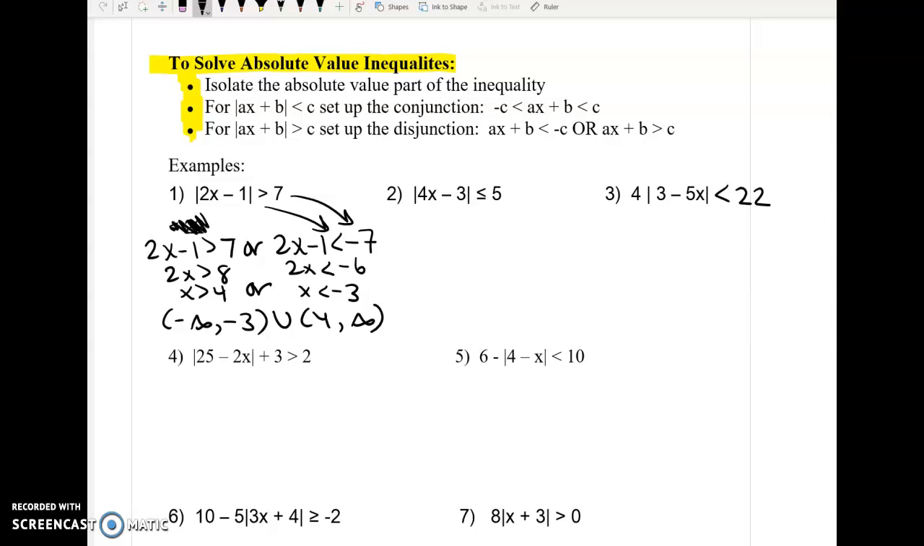All right, number 2. We have absolute value less than, so we're going to do and. So we're going to take 4x minus 3 less than or equal to 5, and greater than or equal to negative 5. Go ahead and hit pause and take a few minutes to solve this compound inequality.